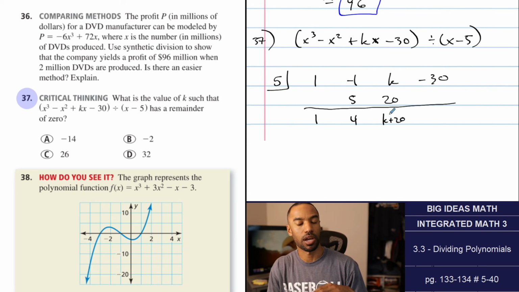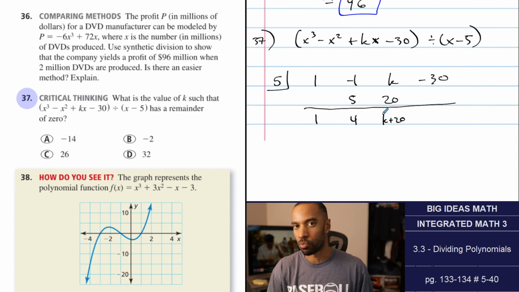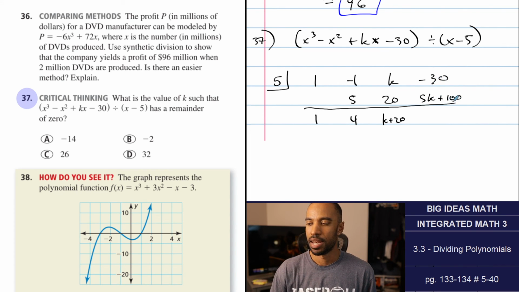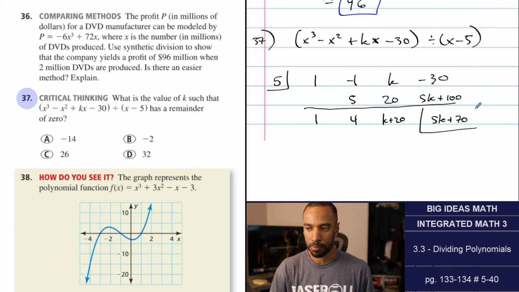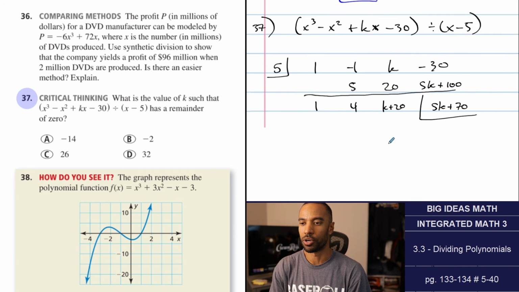This is the constant value. We actually don't care what the constant value is when it comes to the result. They didn't ask. They're talking about the remainder, and we need to use this expression times 5, which is 5k plus 100, by the way. We have to distribute the 5 and add it with negative 30, and you get 5k plus 70. Now 5k plus 70, being the remainder, is the thing we need to be 0. We need the value of k that will give us 0 here.